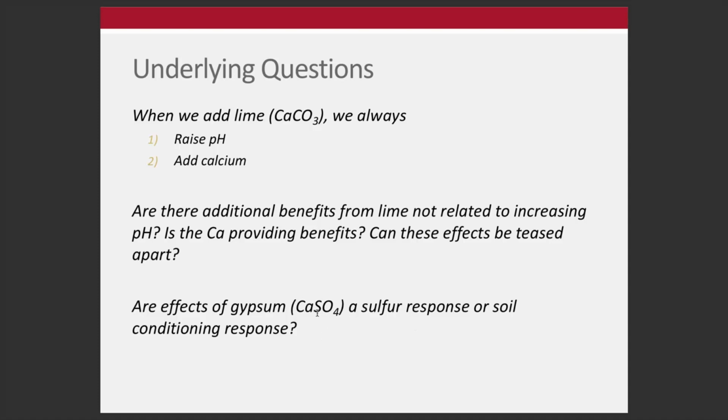When we add gypsum, we can add it for the calcium, for the sulfur, or for both. When we add it for sulfur, we can add very low rates, but when we add it for the calcium, it's usually in the tonnage, kind of 2,000, 3,000, 4,000, 5,000 pounds. So it's much, much more from a soil conditioning or calcium perspective.